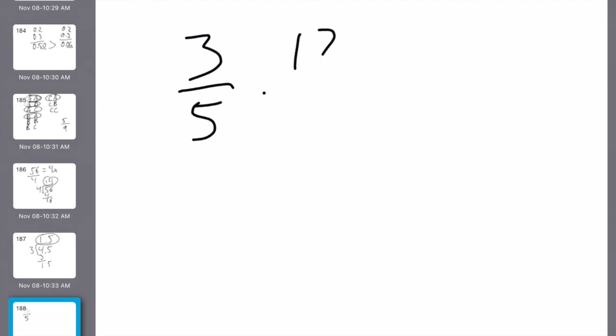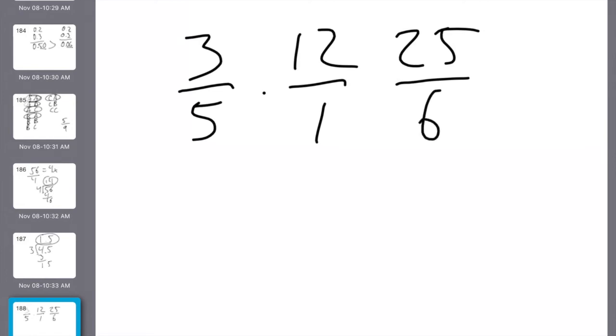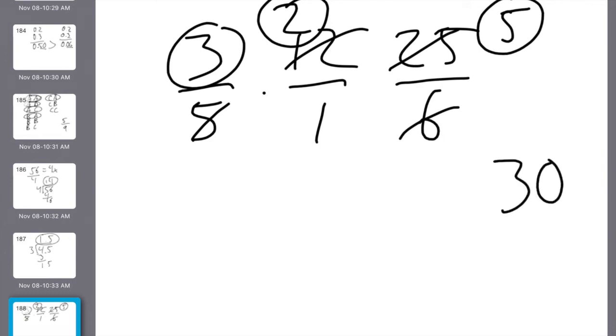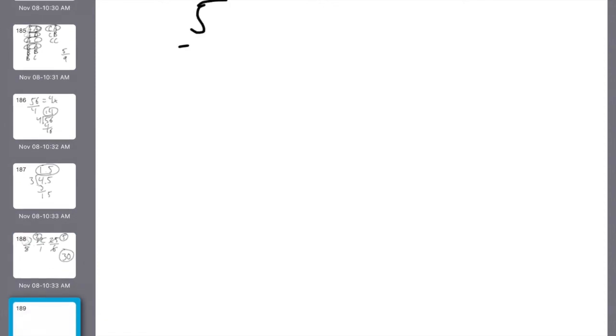Number 22, I'm going to write it as improper fractions as I go. So I have 3/5 times 12 over 1 times 6 times 4 is 24 plus 1, 25 over 6. 5 goes into 25 5 times. 6 goes into 12 2 times. 3 times 2 is 6 times 5 is 30.